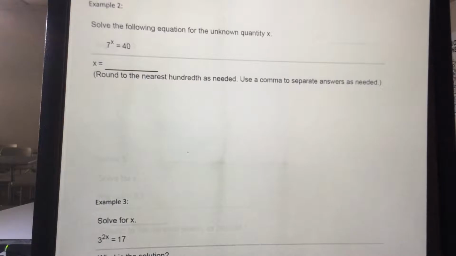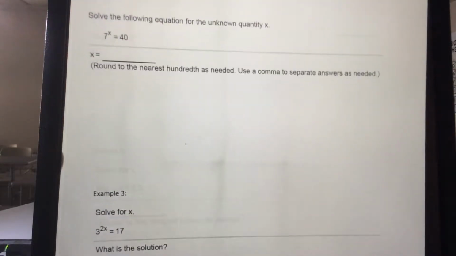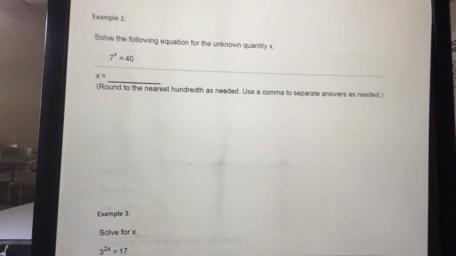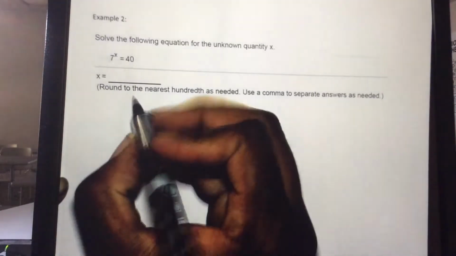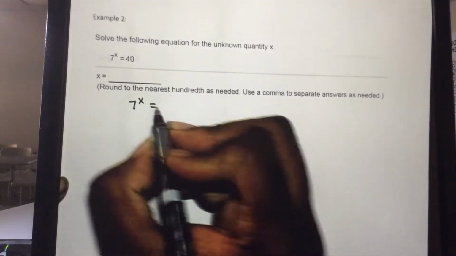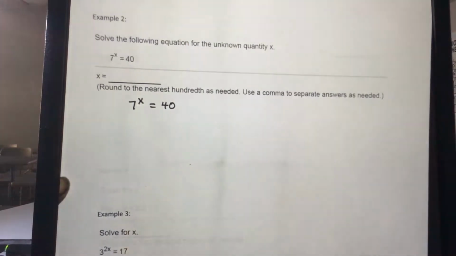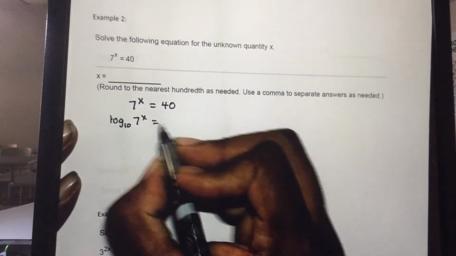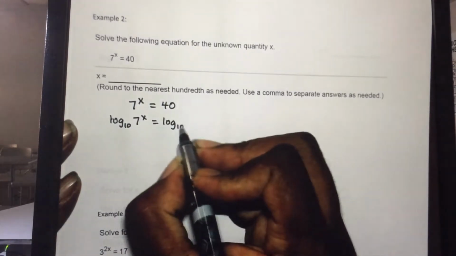All right, the next example. Here we're going to solve the following equation for the unknown quantity of x. In this case, we've got 7 to the power of x equal to 40. 7 to the x equals 40. So we're going to do the same thing that we did in example 1, and that is to take log to the base 10 on both sides of the equation. So we're going to have log to the base 10 on this side and log to the base 10 on the other side.